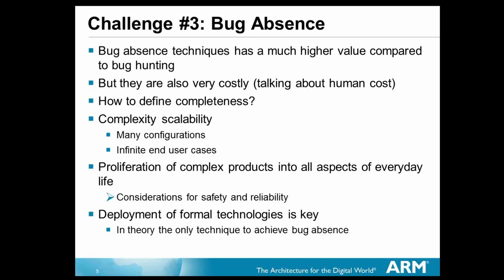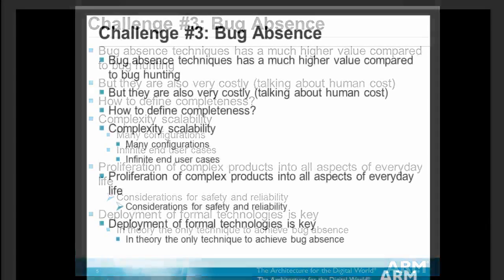And we are seeing more and more projects going into end markets which have strong concerns about safety and reliability. These are probably areas where we need to focus on bug absence because here it's more important to have no bug in the planes rather than in the phone, for example. So again, the deployment of the Formal technology is key, but it's not enough for bug absence. We have seen that it's very costly and we still don't have any answer to that.